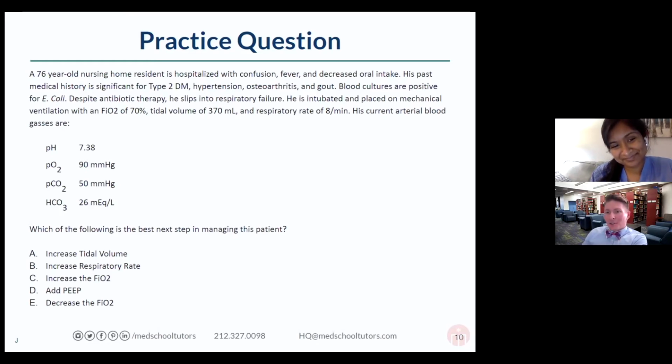His current arterial blood gases show the following. Before we answer the actual question, I'd like to know which of these values is the one that is least good to you guys. Which value is the one that I probably want to change in this case to make better?